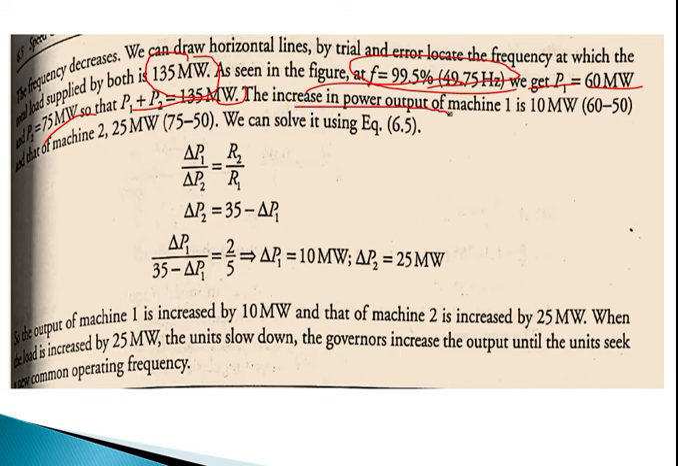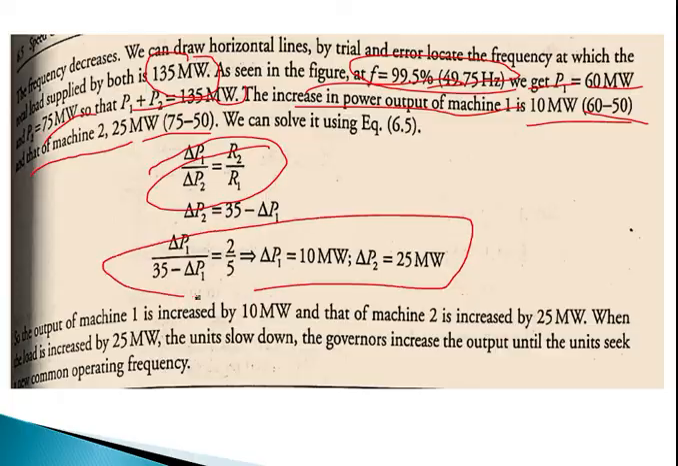If the load is increasing, the power output of machine 1 increases by 10 megawatt. So 60 megawatt is the power, and the increase in output of the machine is 10 megawatt: 60 minus 50 gives 10. For machine 2, 75 minus 50, because the 100 megawatt load was shared equally. Then you will get delta P1 by delta P2 equal to R2 by R1. So we will get the value of P2.